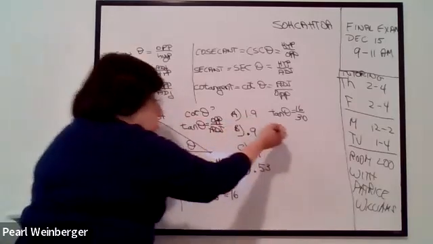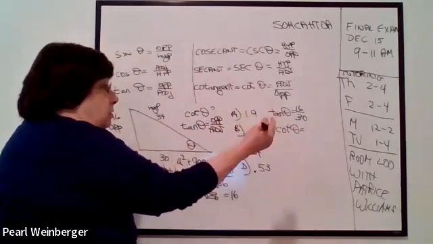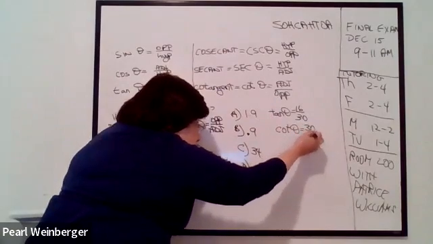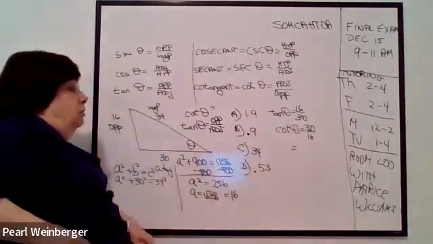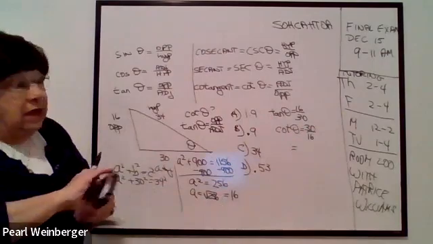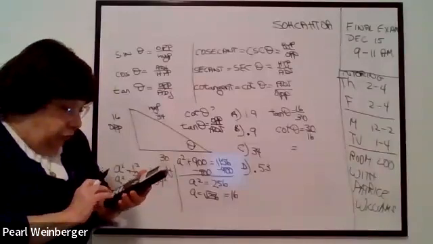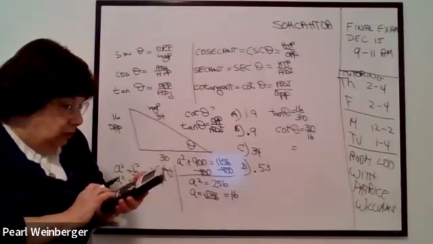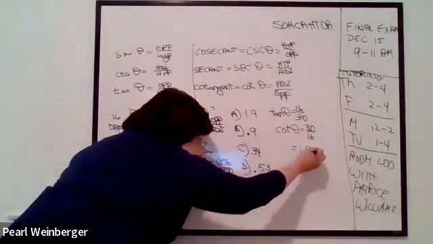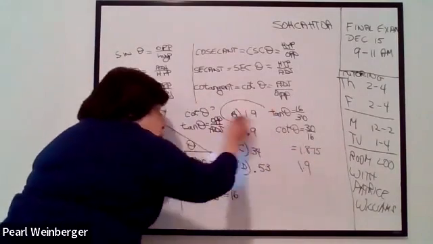So the cotangent is going to be just the opposite, the reciprocal of that. It's going to be 30 over 16. And I'm going to stick that into my calculator because they want it in decimal form. They didn't say give it as a fraction form. They want it in decimal form. So I'm going to do 30 divided by 16, and it comes out to 1.875. And that rounds off to 1.9, which was choice A.